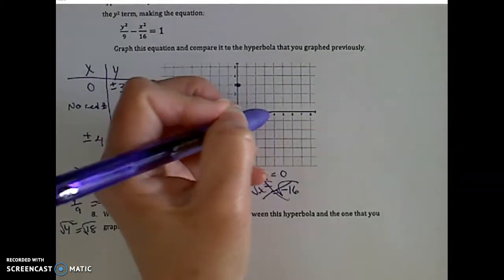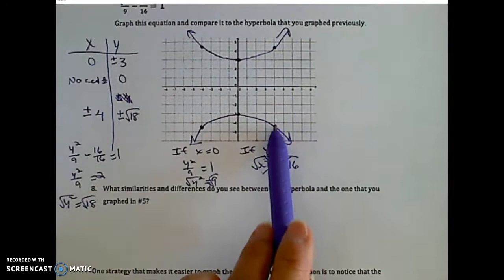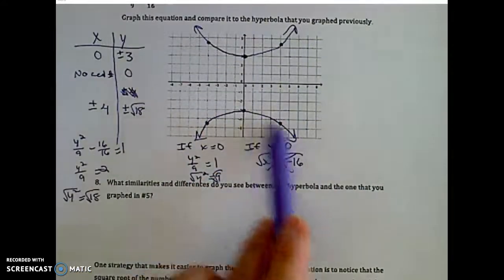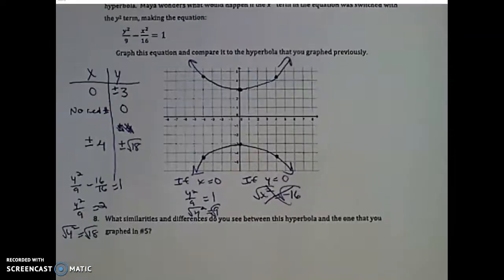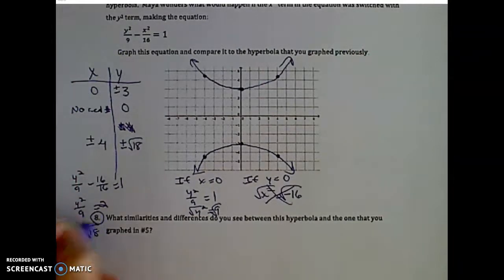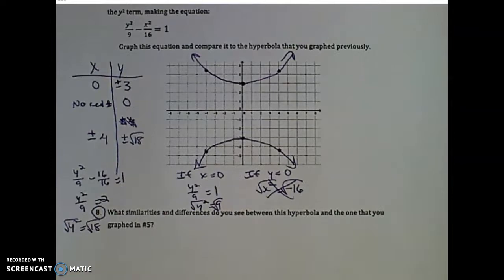And I can plot those points. Pause and plot those. When I plot those 4 points, I start to see my hyperbola branches forming. And you can start to see the difference in my hyperbolas when I start with that y squared rather than an x squared. Please pause and notice some of those similarities and differences between what you graphed in number 7 and what you graphed in number 5.